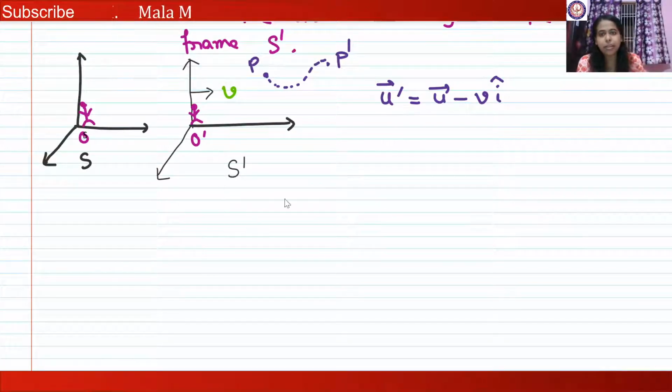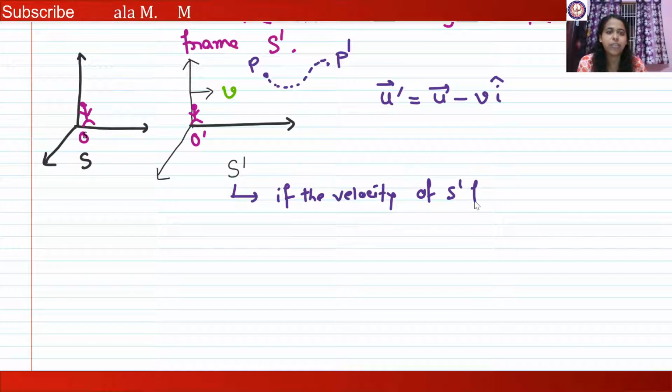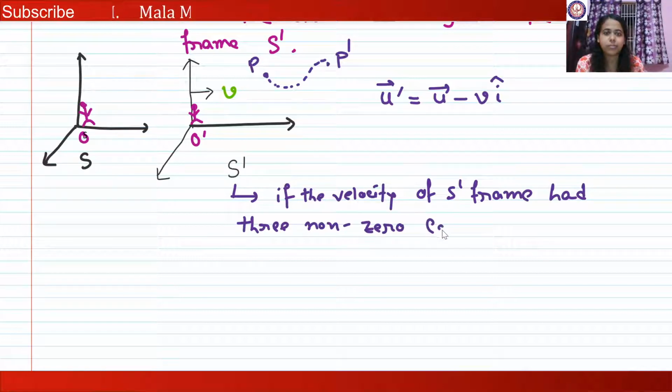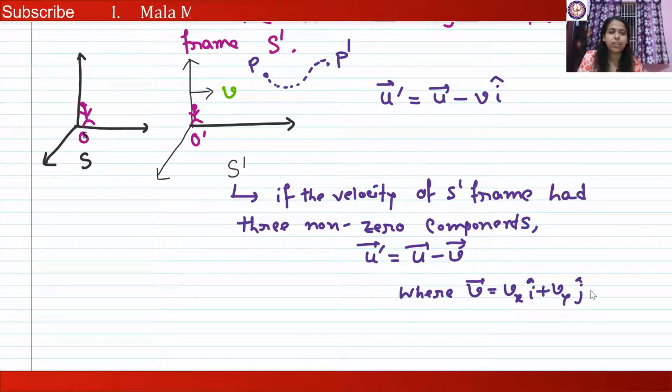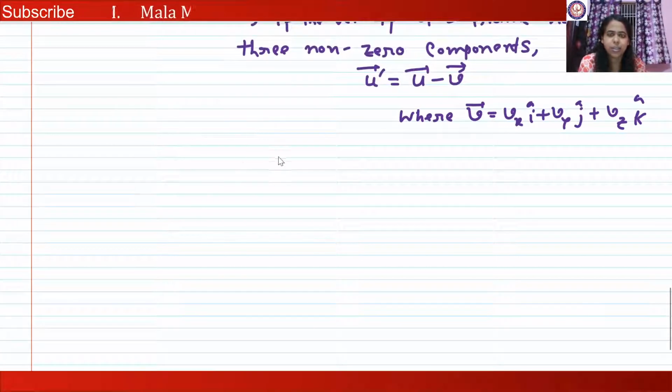If the velocity of S prime frame had three non-zero components, then the equation would transform to u prime equals u minus v, where v is equal to Vx i plus Vy j plus Vz k.